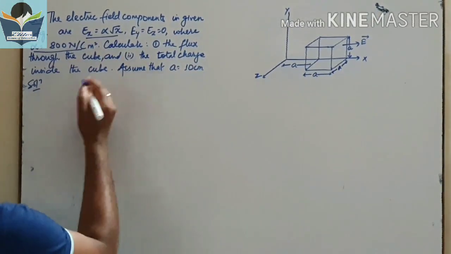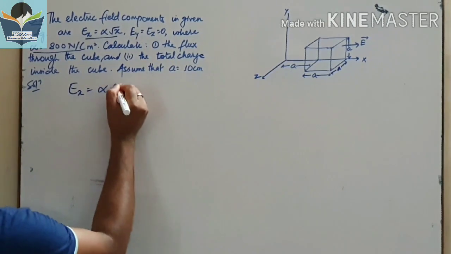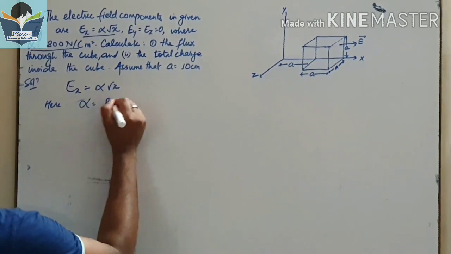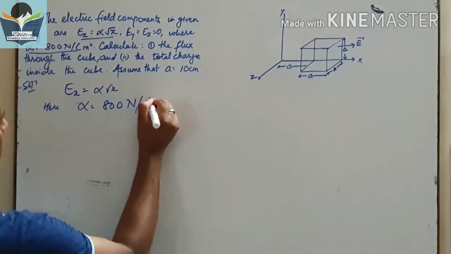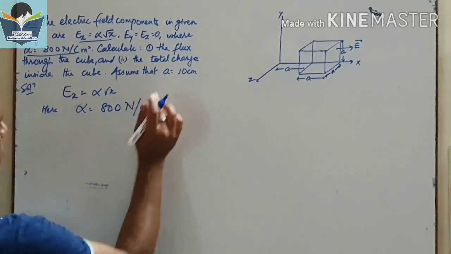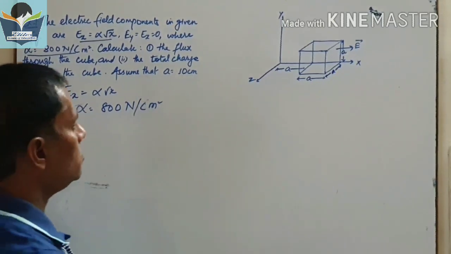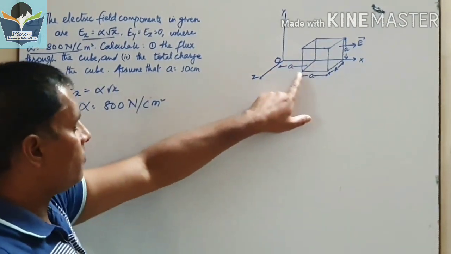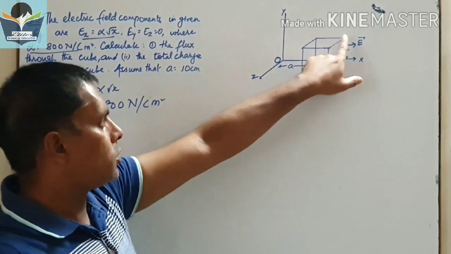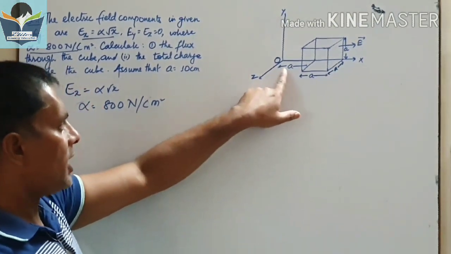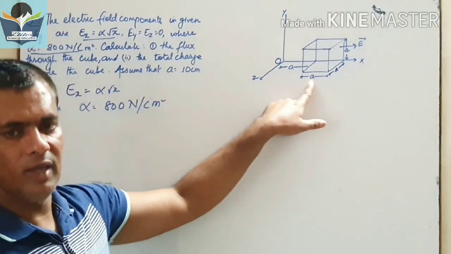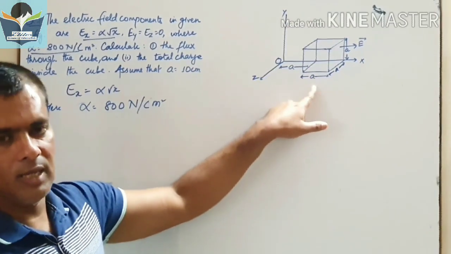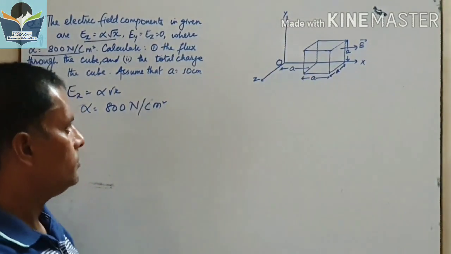Secondly, if we take Ex as alpha root x, here we are given that alpha is 800 Newton per coulomb meter square, okay, and x refers to the distance from the origin. If we are talking of this face, the distance is a. If we are talking of this end, the distance is a plus a, that is twice a, where a is the edge length of the cube.